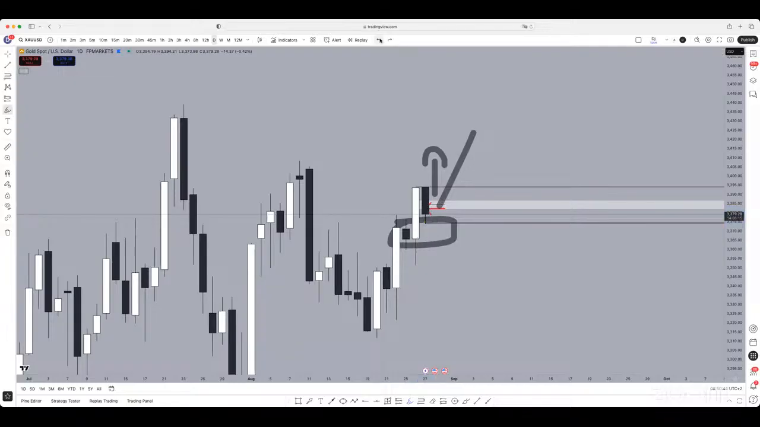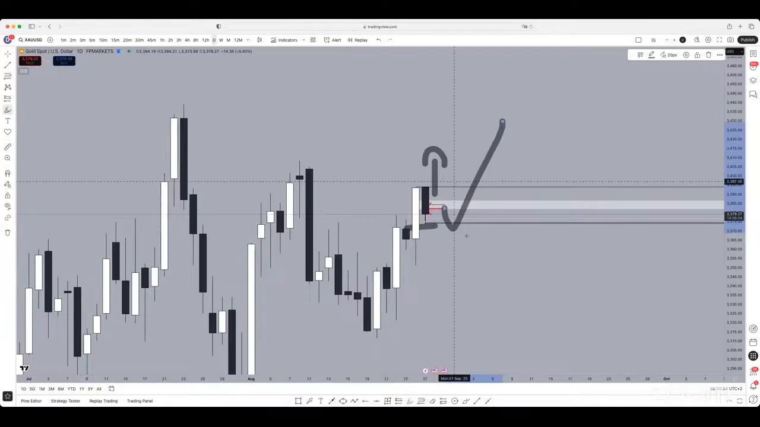Now, also what you want to pay attention to is the base of this body. And can we come down first before we go up, if that's what you're looking for? Then you also want to have a contingency plan: if we break below this, what do you do if it starts going the opposite way?